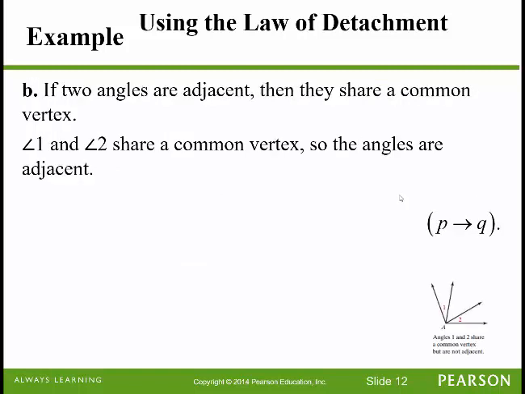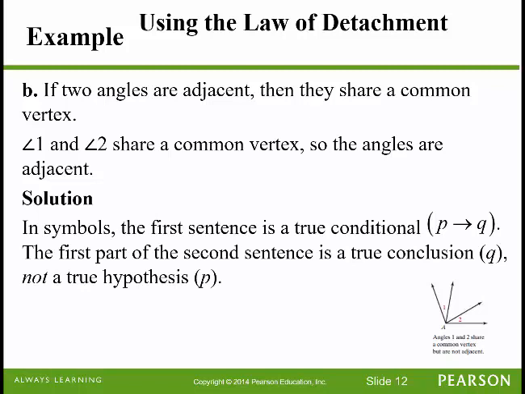If two angles are adjacent, then they share a common vertex. So if angles 1 and 2 share a common vertex, then it must be that the angles are adjacent. In symbols, the first statement of the conditional is true: two angles are adjacent. But the second part of the true conditional statement is not true, which is that they share a common vertex. If you look over here, I have angles 1 and 2. They share a common vertex, but they're not adjacent angles, because they don't share a common side. So the argument is not valid.